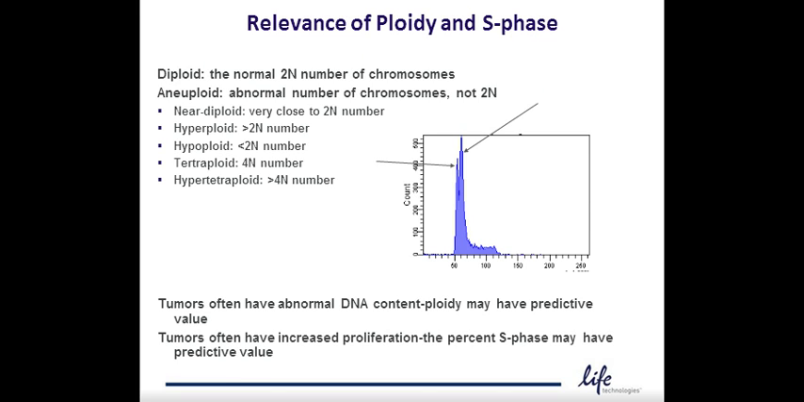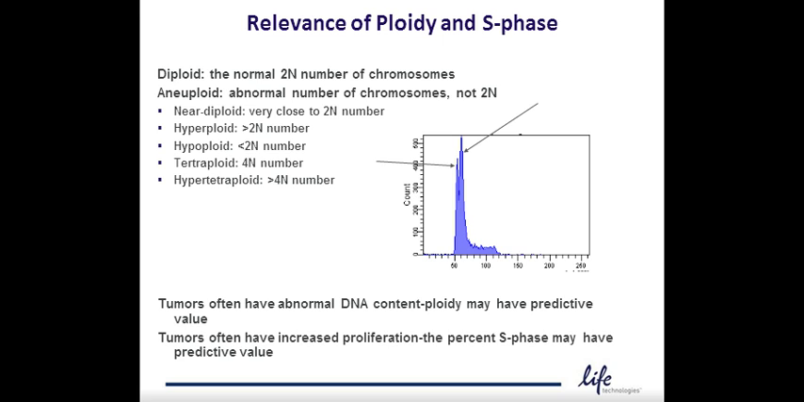Ploidy is related to the number of chromosomes in a cell. Diploid refers to the normal 2N number of chromosomes, while aneuploid is an abnormal number of chromosomes, something that is not 2N. The medical community has not really achieved a consensus currently about the significance of ploidy and S phase and how to use it. Some of this is due to inconsistent guidelines and procedures between labs and between reporting systems.